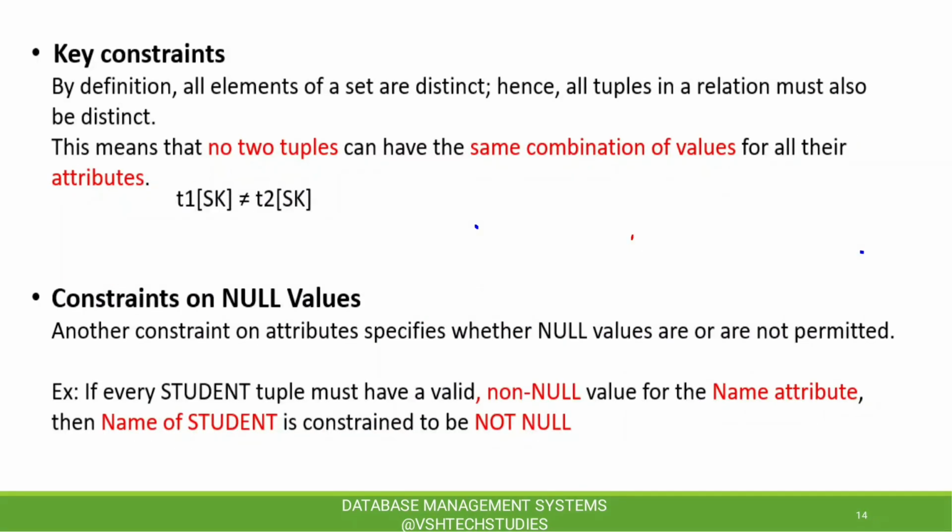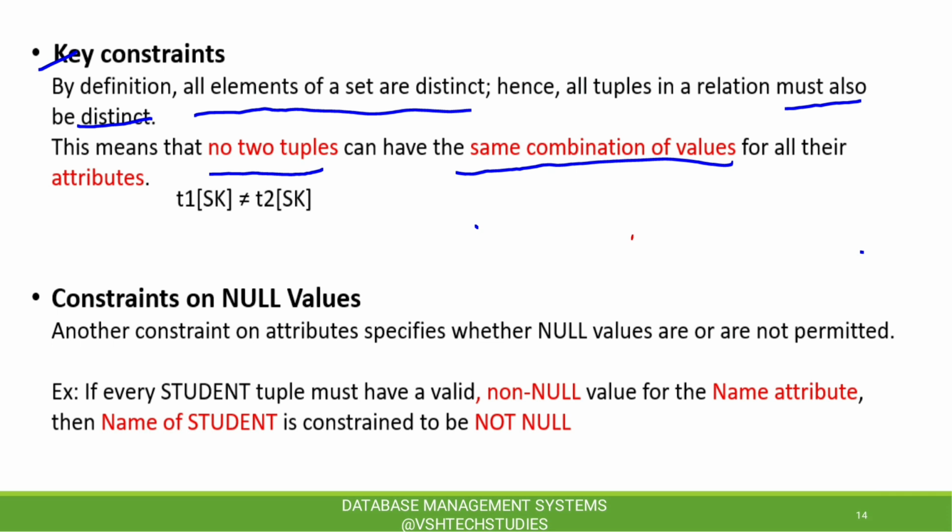Okay. Next, the second type of constraints under schema-based constraints or explicit constraints is key constraints. By definition, all the elements of a set are distinct. So a relation also is a set of tuples. So tuples in a relation must also be distinct. This means that no two tuples can have the same combination of values for all their attributes. That is, if you take two tuples T1 and T2, the values of all the attributes, if you take, they should not be the same. That is what the meaning of key constraints.